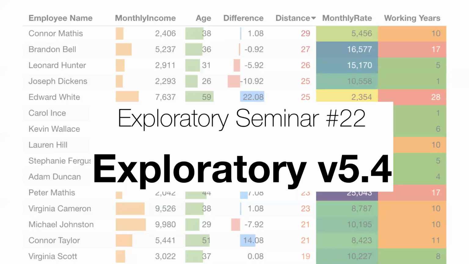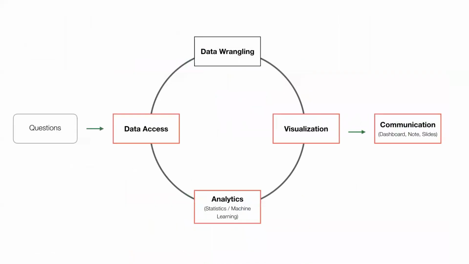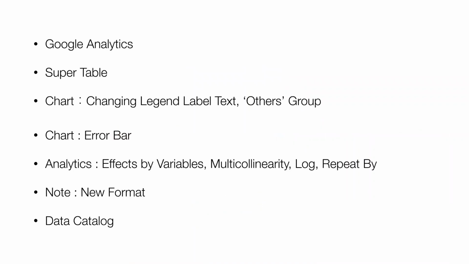So again, Exploratory seminar number 22. I'd like to introduce Exploratory version 5.4 new features. In this release, we typically try to improve all areas of Exploratory, but in this particular 5.4, we improve the data access, visualization, analytics, and communication. Not so much around the data wrangling area, but anyway, these are the areas I want to talk about today.